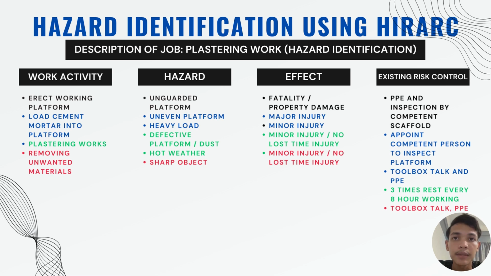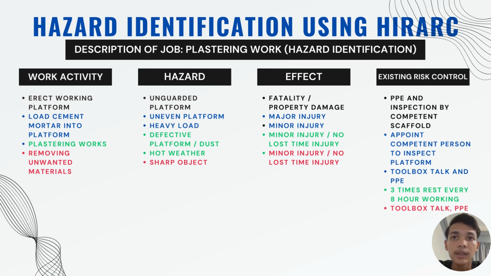The third one is plastering work. The hazard is defective platform or dust and hot weather. The effect minor injury or no lost time injury. The existing risk control is 3 times rest every 8 hour working.